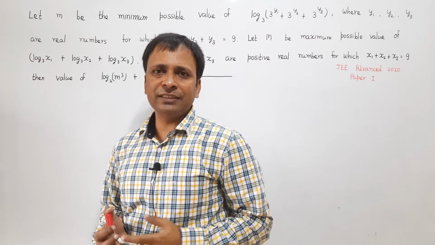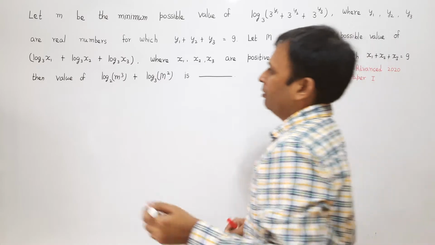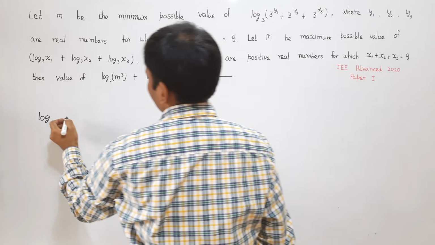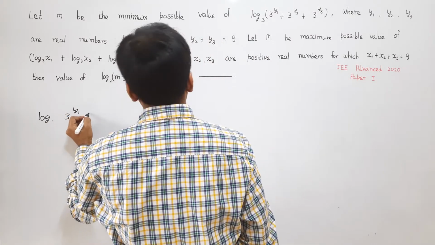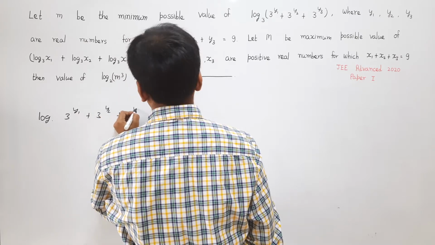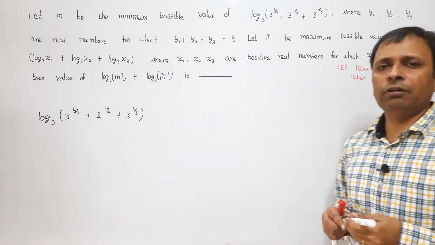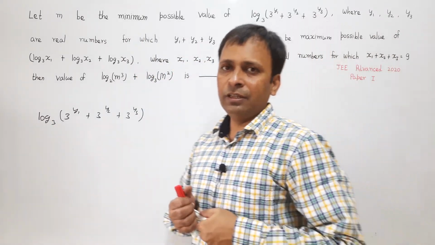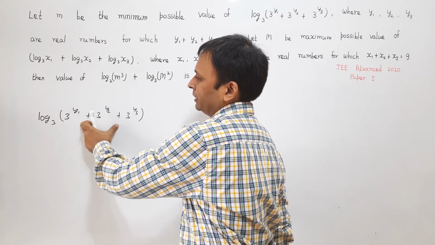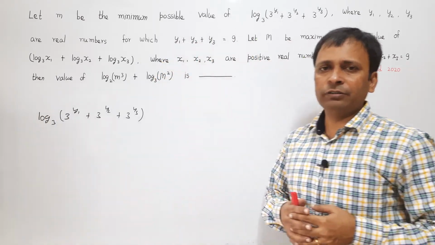So how I will start is, I will take the first expression which is log of 3 raised to the power y1 plus 3 raised to the power y2 plus 3 raised to the power y3 with the base 3. Now as we know that log is an increasing function, so if I take the minimum value of whatever is inside the log, that would be the minimum value of the entire log function.